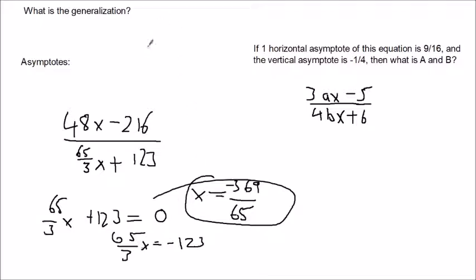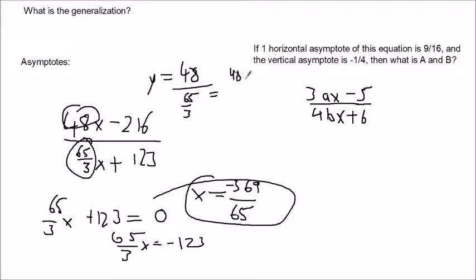What's our horizontal asymptote? Well, it's y equals, and here are your leading coefficients right here, 48 and 65 over 3. So we can do 48 divided by 65 over 3, which is 48 times 3 over 65, which is equal to 144 over 65, and that's our horizontal asymptote. So that's it. That's really all you have to know for this lesson.